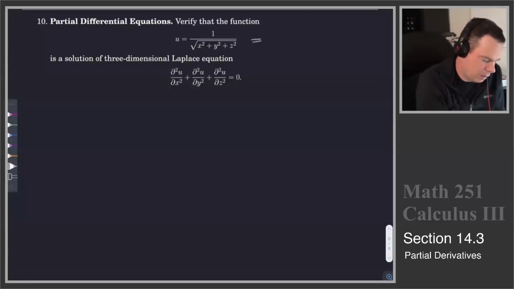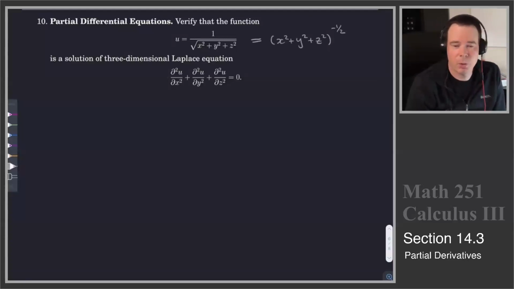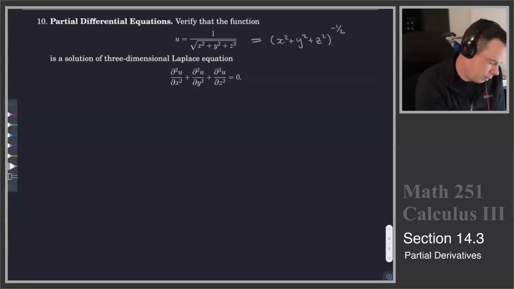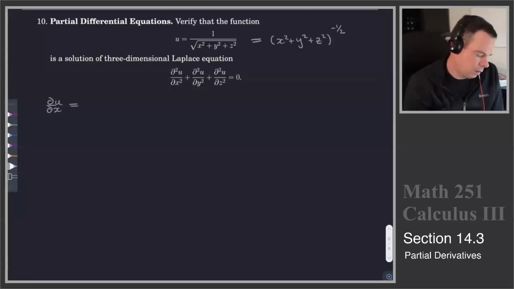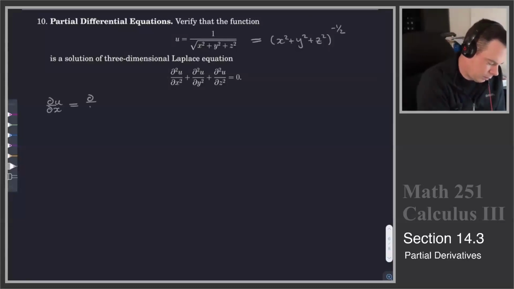So we're going to want to compute the second partials. So that means we're first going to take their first partial derivatives. To do that, it'd be nice if we had it in a form where we could use the power rule instead of, say, the quotient rule, at least for the first derivative. So let's go ahead and find the first partial of u with respect to x. So we're differentiating x squared plus y squared plus z squared to the -1/2.